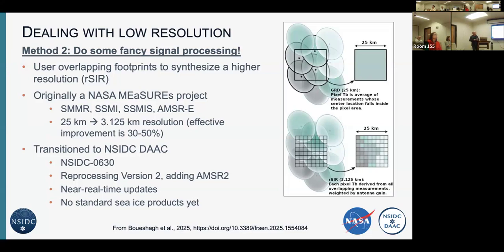The way we've done it in the past, and it's typically done, is you just average all the footprints into one grid cell, and you just get that average signal, and so you've got a 25 kilometer.